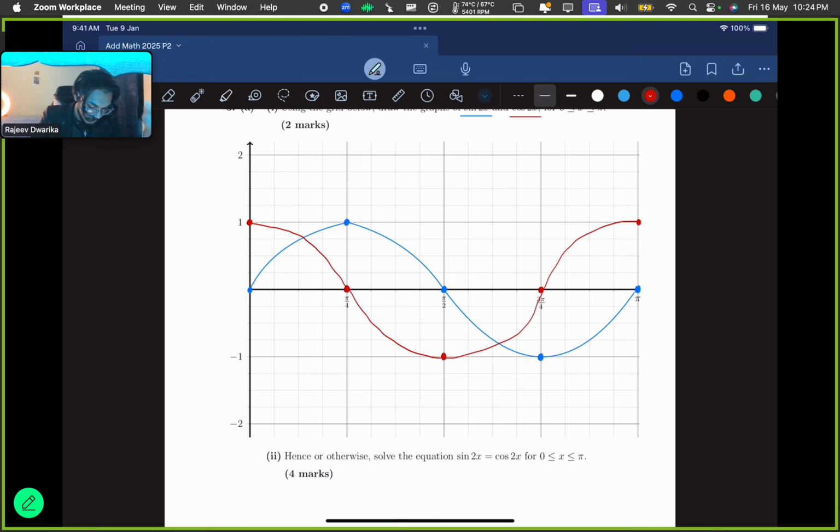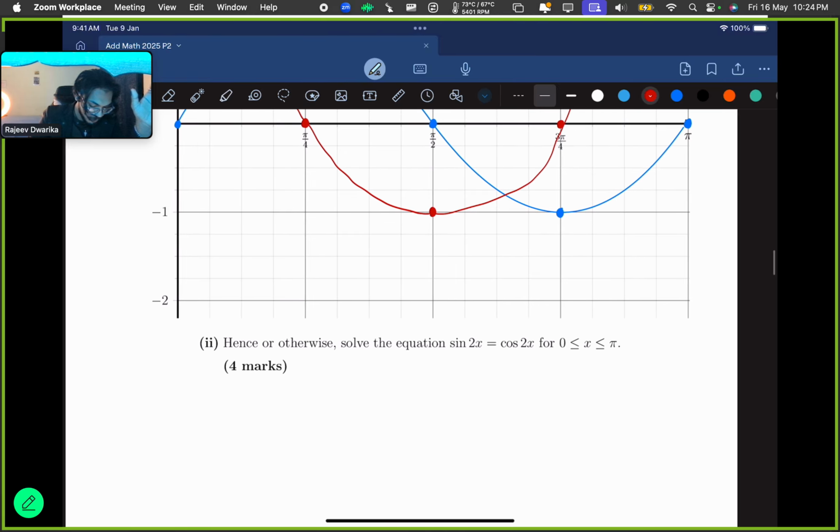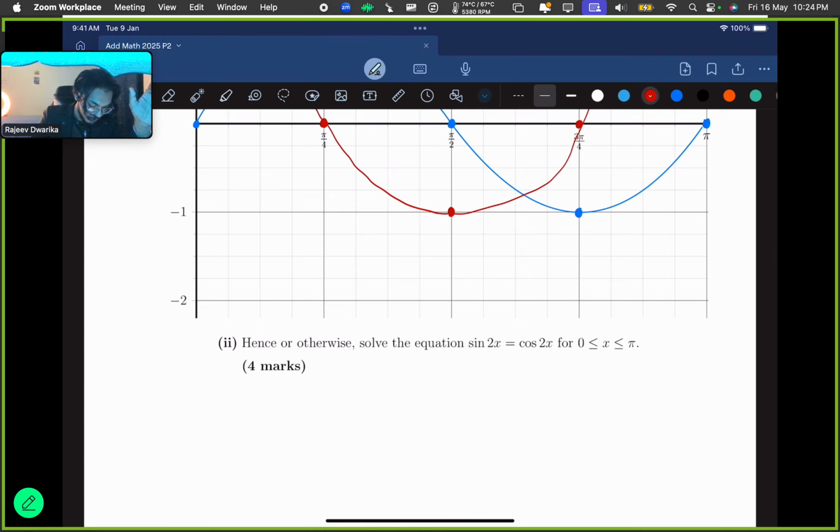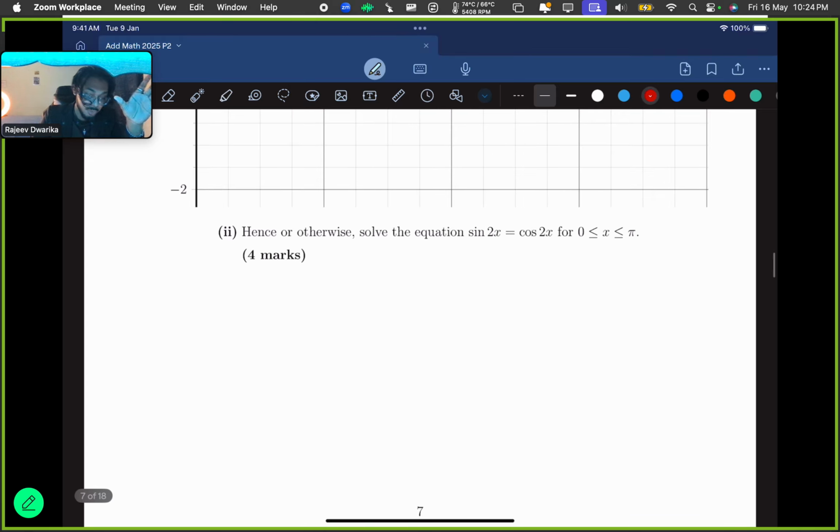And so let me explain part 2 now. Part 2 says, hence or otherwise, solve the equation sine 2x is equal to cos 2x. I need to make something clear. Anytime you're putting two functions equal together, you're trying to figure out where there's an intersection.